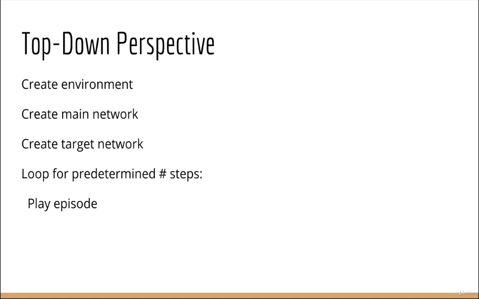From a top-down perspective, what we're doing is actually very simple. First, we create three things: our environment, our target network, and our main network. Then, in a loop, we just play the game for a predetermined number of episodes.